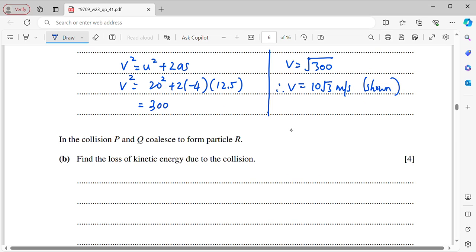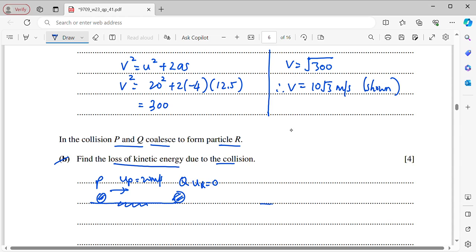Okay, now in the collision, P and Q coalesce to form particle R. So for part B, find the loss of kinetic energy due to the collision. Okay, so now before the collision, this is P. UP is 20 meters per second. Then this is Q. The UQ is 0.